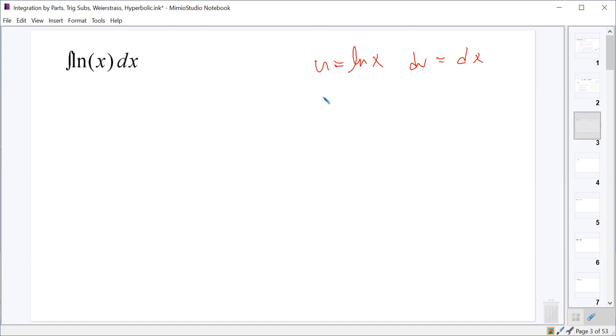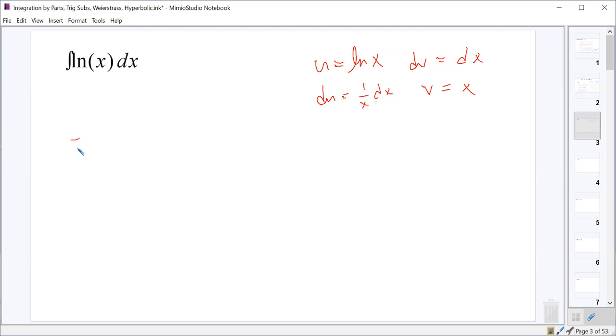All right, so what should du be? dx over x, or 1 over x dx. Okay, and then what should v be when we integrate both sides of this? v should just be x. Good. So now as we put this into our formula for integration by parts, what should it look like?